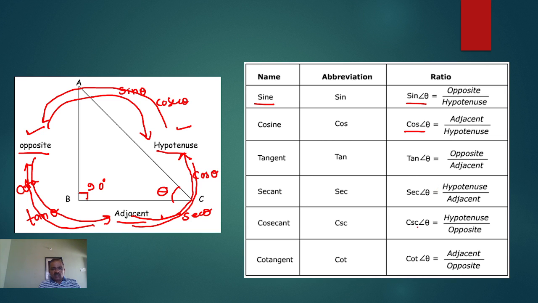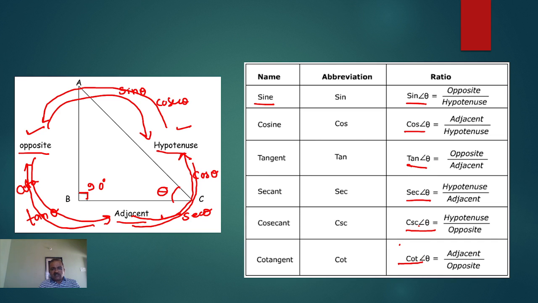Then you come to cosec theta, that is hypotenuse upon opposite side, and cot theta is adjacent to opposite. Now these are called the 6 trigonometric ratios. This is sine theta, second is cos theta, then tan theta, sec theta, this is cosec theta, and this is called cot theta.